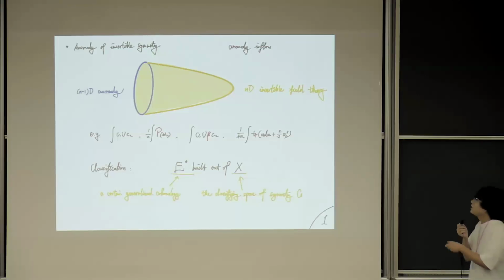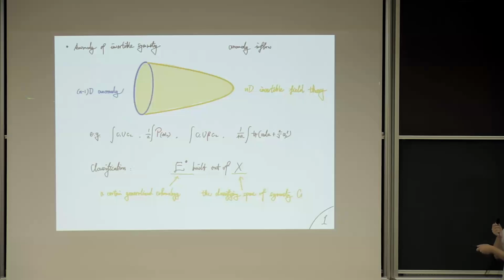That is to say, we know that anomaly means something is not gauge invariant if we do a gauge transformation of the background gauge field. And such a gauge non-invariance can be compensated by a bulk invertible field theory. So this is the anomaly inflow mechanism. And from this point of view, we can characterize and classify anomalies by the higher dimensional invertible field theory. Okay, so studying anomaly is equivalent to studying invertible field theory in some sense.